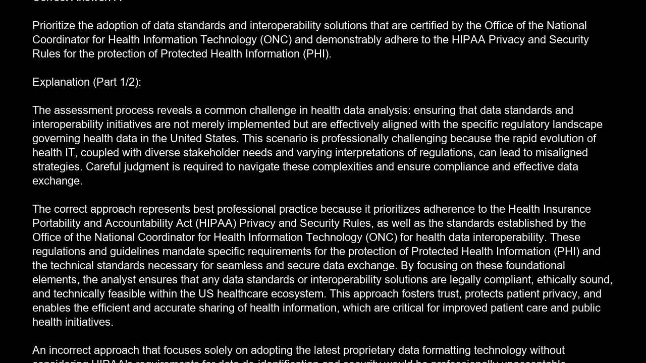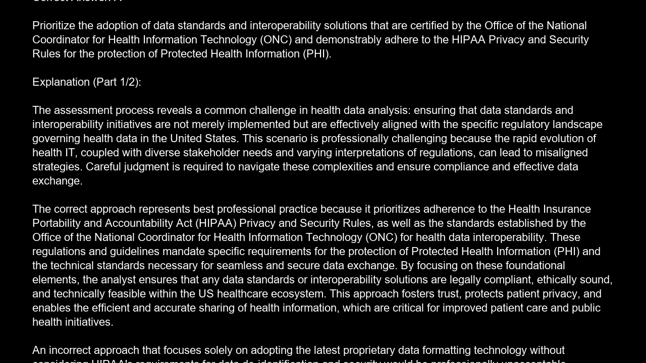The correct answer is A. Prioritize the adoption of data standards and interoperability solutions that are certified by the Office of the National Coordinator for Health Information Technology, ONC, and demonstrably adhere to the HIPAA privacy and security rules for the protection of protected health information.